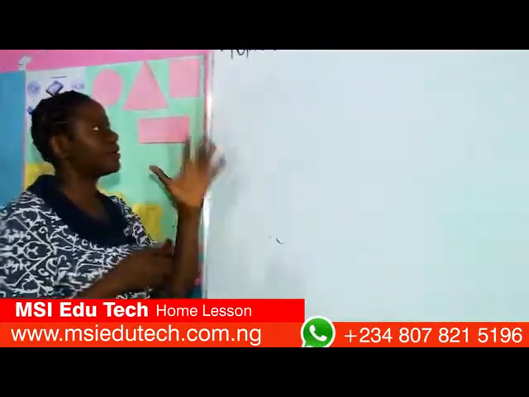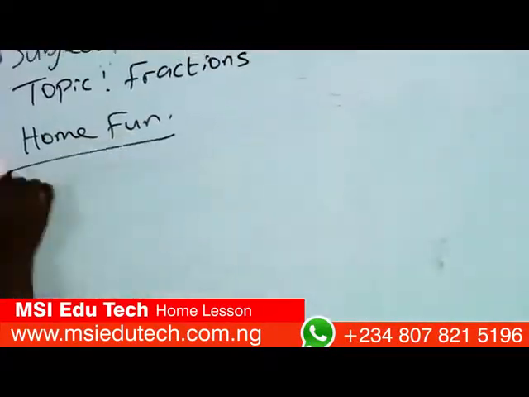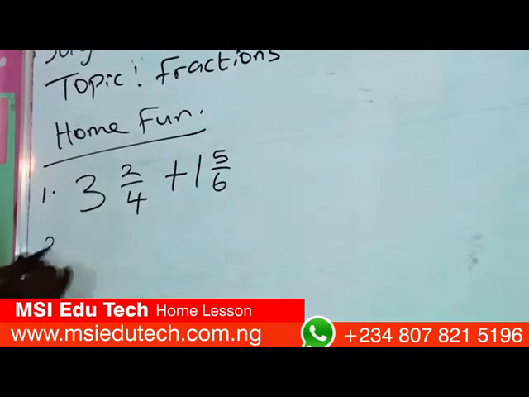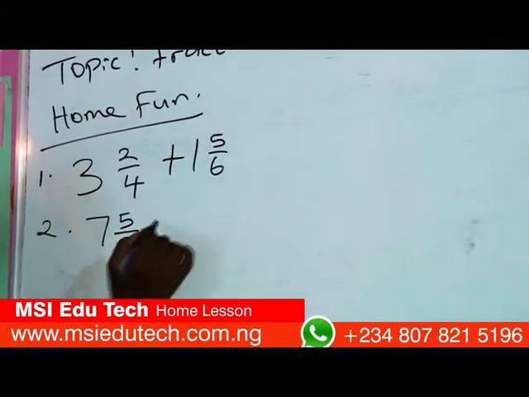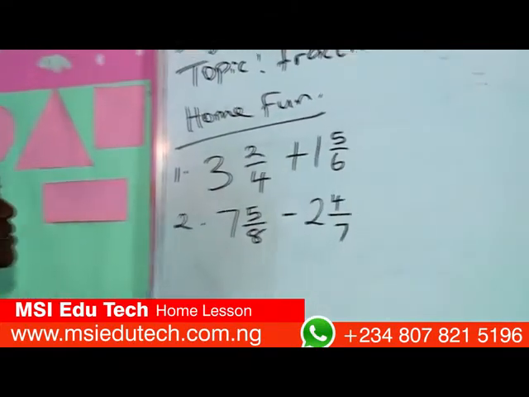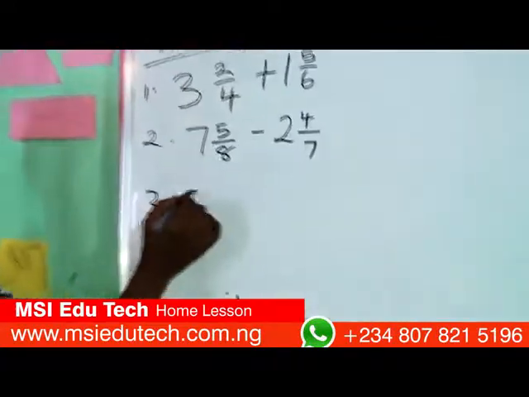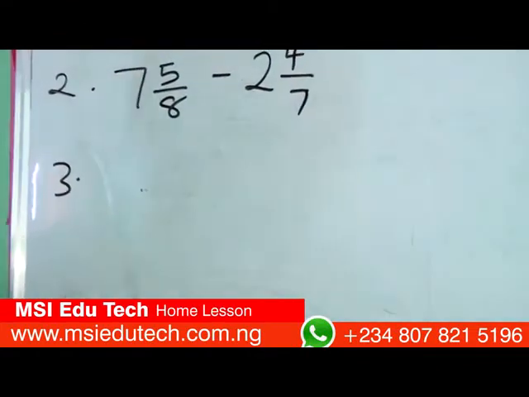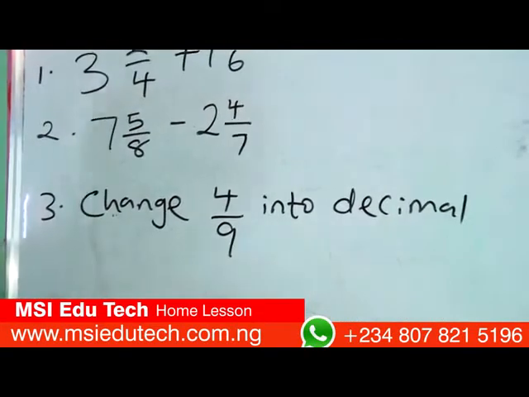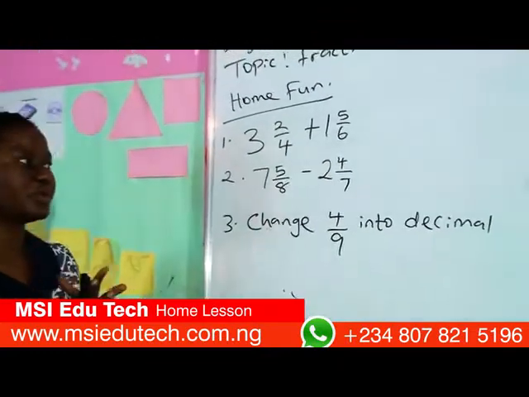So let's do this together. You have this as home fun. Let's add up. Then let's subtract. Now, you also find out how to change fractions into decimals. Okay? I'm sure going through what we've already done, you should be able to do this.